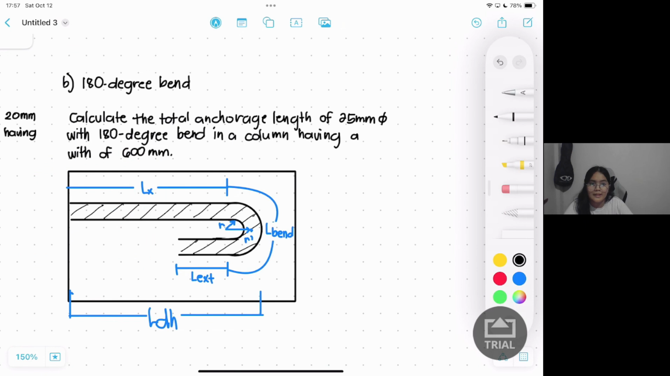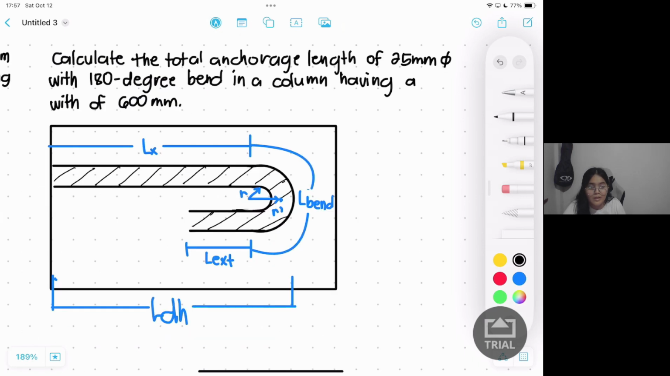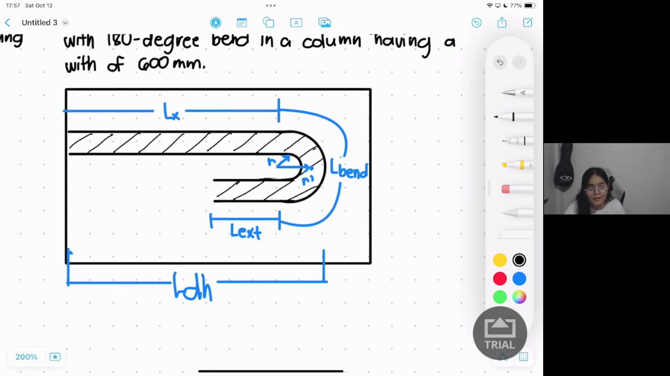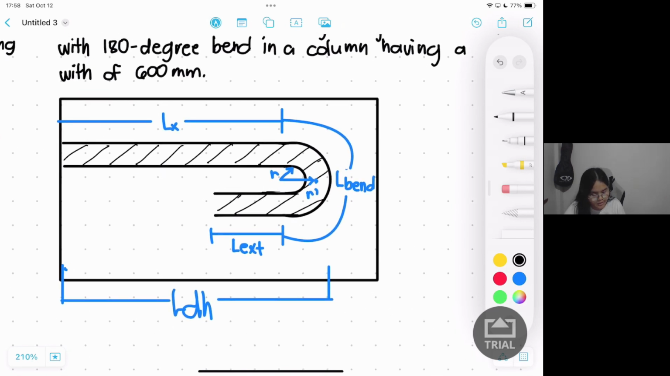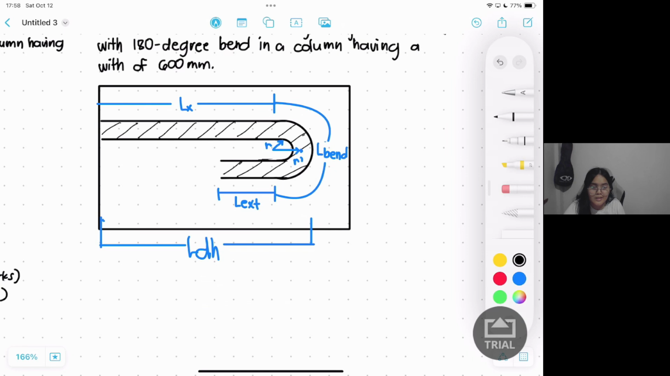Okay? Next example naman natin ay yung with 180 degree bend. Okay? So, similar lang to kanina sa given, except yung diameter of bar natin, instead na 20, ginawa nating 25 mm. Okay? So, first step again is to draw the figure. And ganito dapat yung figure nyo. Okay? So, meron siyang 180 degrees na hook.